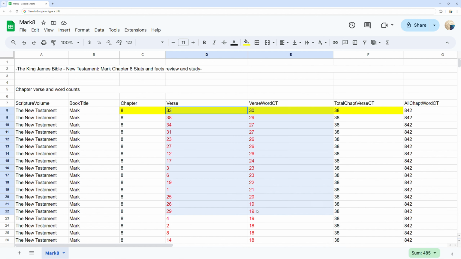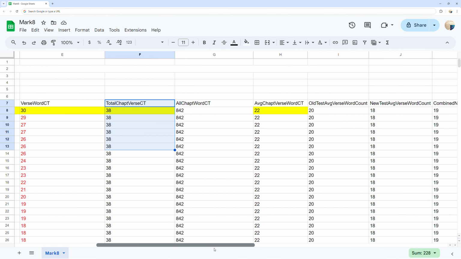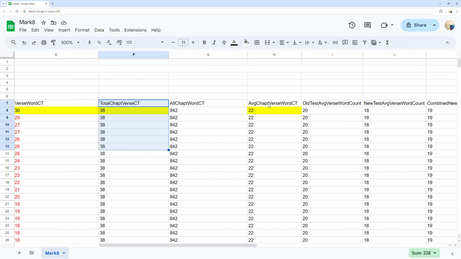You can see the Mark chapter 8 verse total count at 38 verses, the average word count of all Mark chapter 8 verses at 22 words per verse, as well as the average verse word counts for both the complete Old Testament, New Testament, and both combined to get a comparison of Mark chapter 8 word per verse count comparisons.